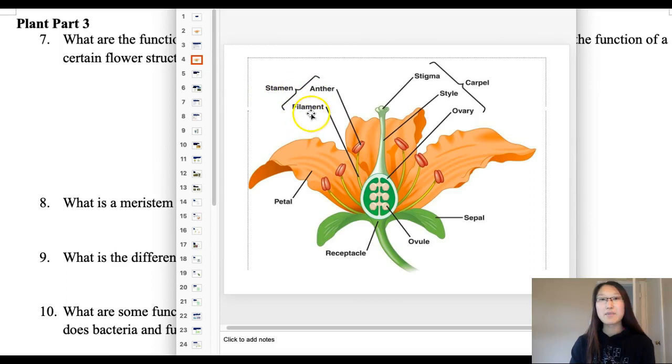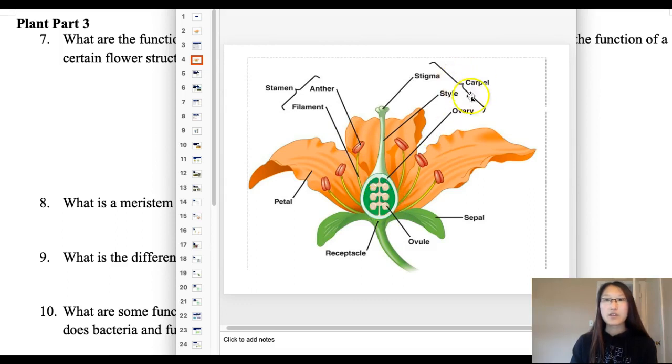And then we have stamen. There are two parts of a stamen. There's the anther and there's the filament. The filament is to support the anther, and the anther is where the male gametophyte is, which is also called pollen. So pollen is located right here.